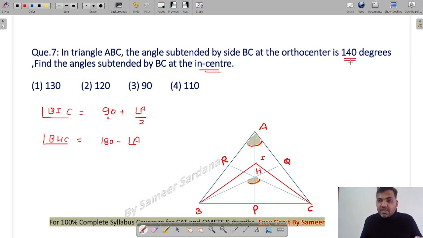Now, because it is given that angle BHC is 140 degrees. Again, the proof is very simple in this case also. You can watch the theory classes, the link of which is given in the description of the video.